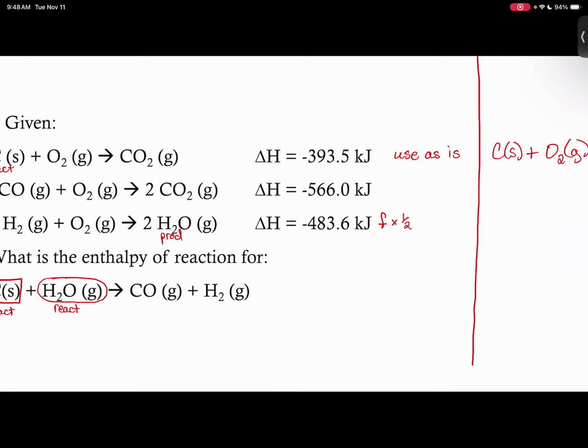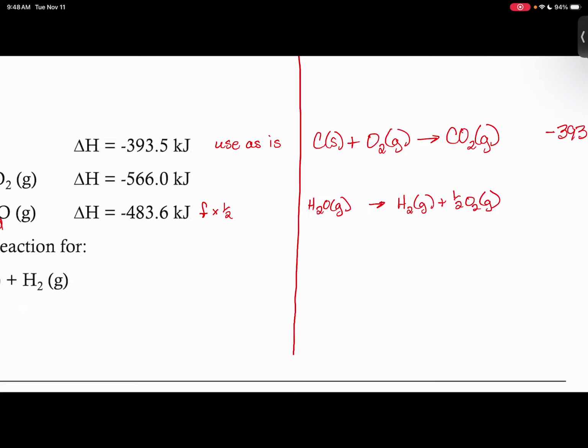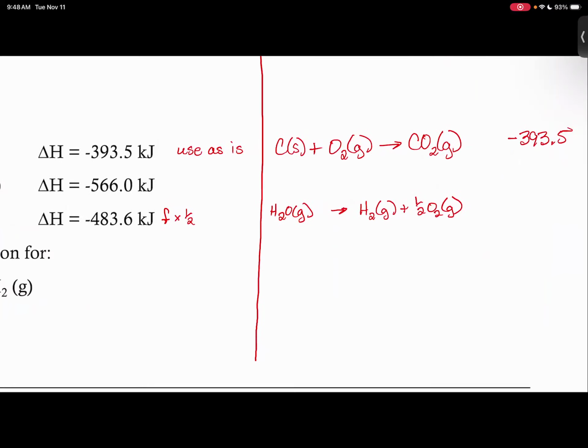So I flip the equation and we have H2O gas goes to form H2 gas plus 1/2 O2 gas. And that is going to have an enthalpy of a positive 241.8 kilojoules.